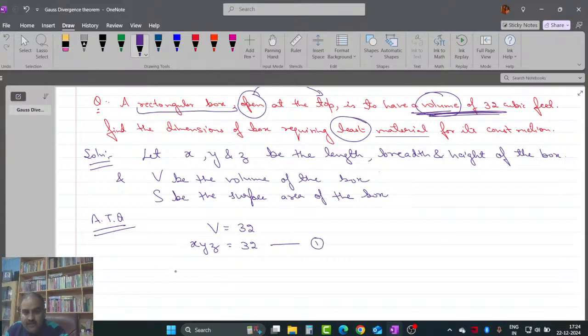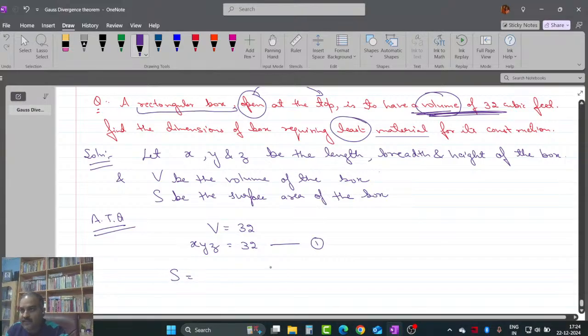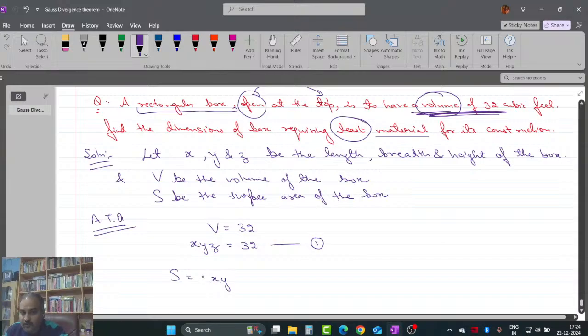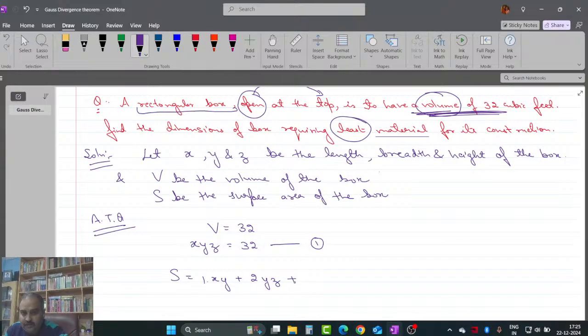And what is the second part? Surface area. Now let us suppose we have a box whose top is not there because it is open at the top. That means length into breadth will be only 1 time, plus 2 times breadth into height, plus 2 times height into length. Let us suppose this is a rectangular box. So this top, I'll just take a different color.